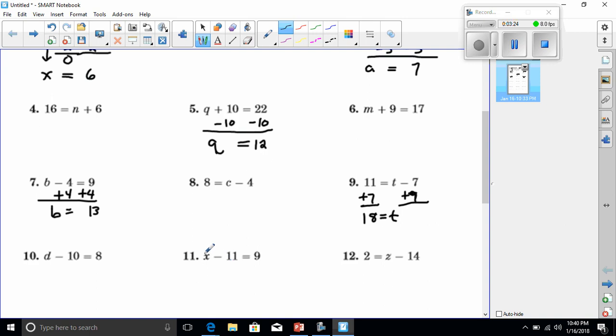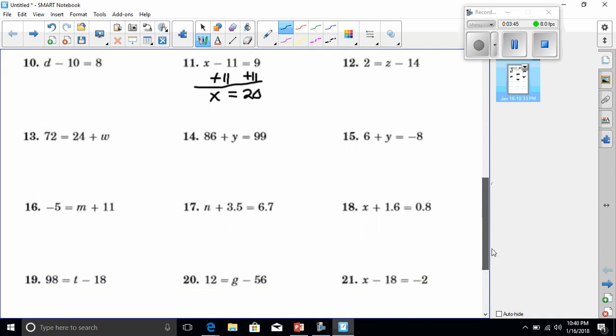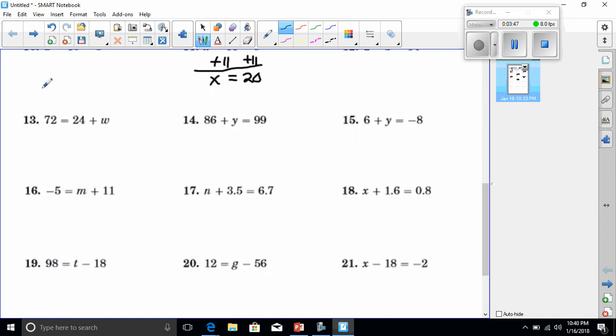Let's do number 11. I see negative x minus 11 equals 9. That means I'm going to add 11 to this side, which of course means I'll add 11 to this side. 11 minus 11 gives me 0, so x is going to equal 20. Let's move on. And let's see, we've got number 13 here: 72 equals 22 plus w.